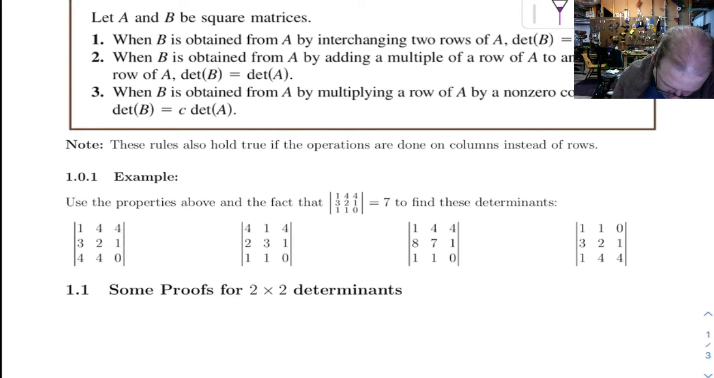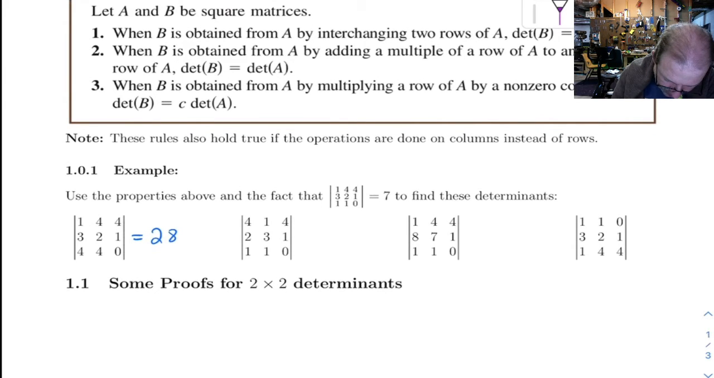So let's look at this first one: 1, 4, 4, 3, 2, 1, 4, 4, 0. Okay, this original matrix, it looks like all we did here was multiply the bottom row by 4. So this determinant is going to be 7 times 4, which is 28.